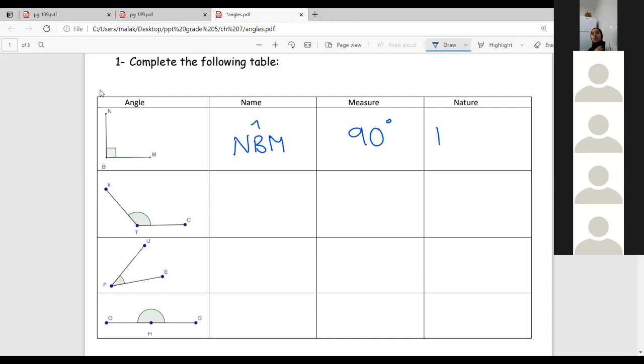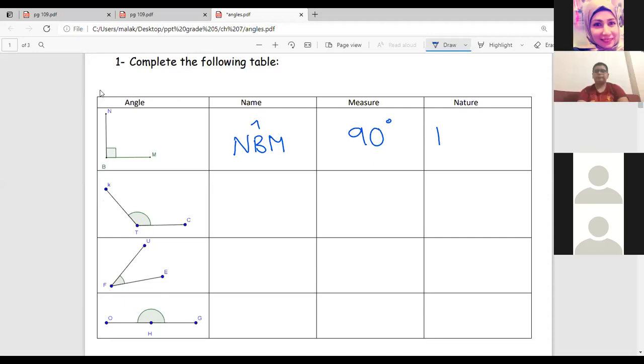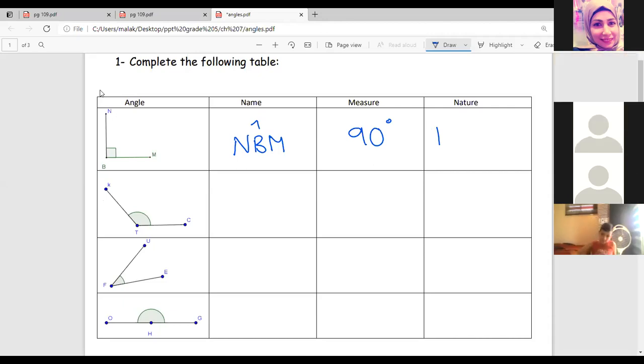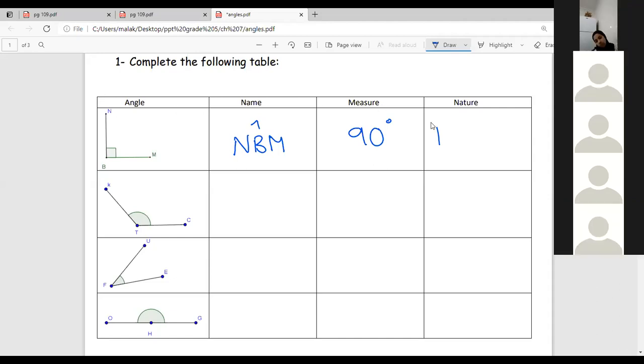Right angle. Right angle for sure. A right angle always measures 90 degrees in Grade 4.